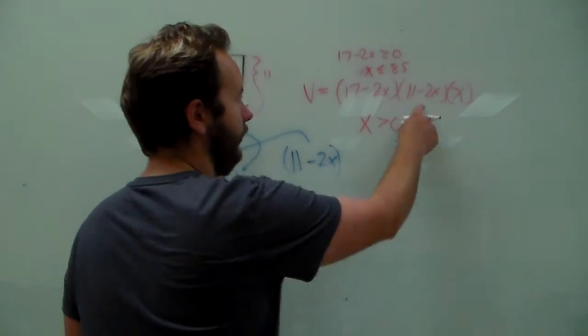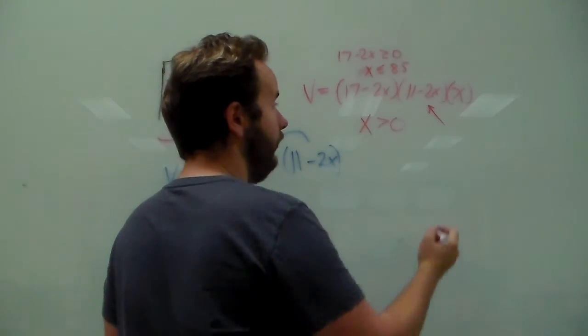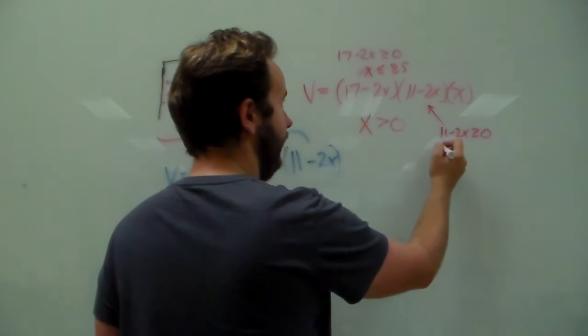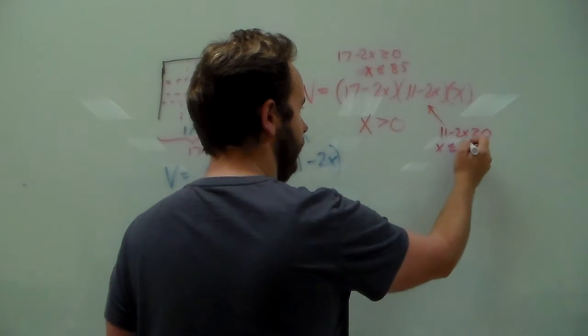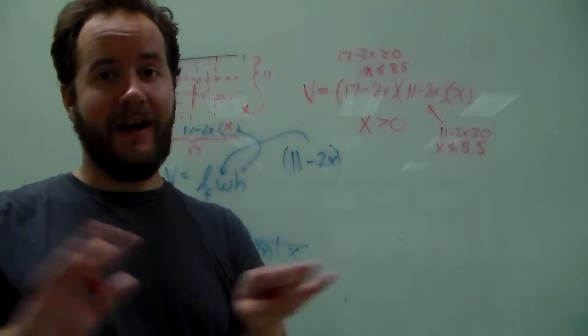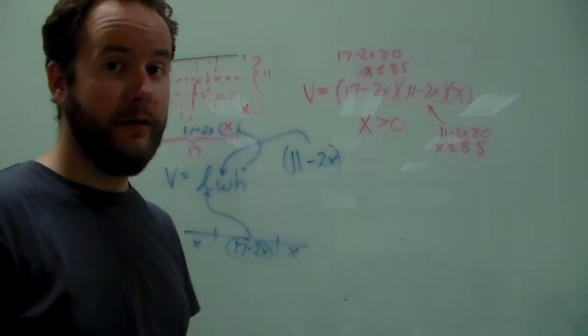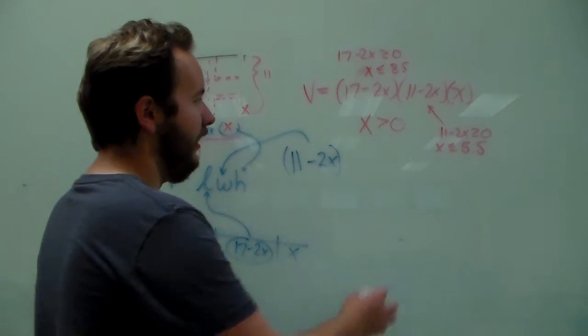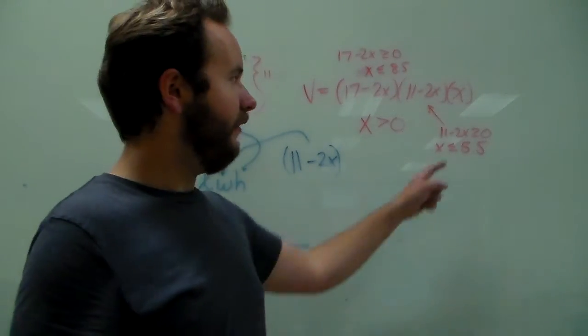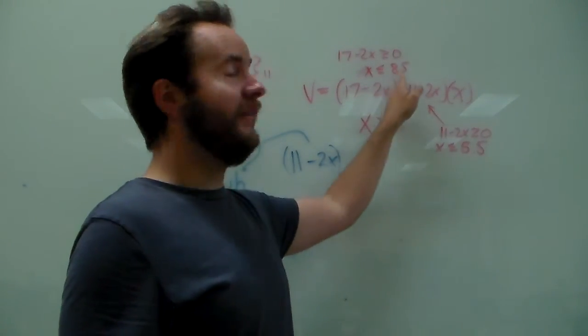All right, what about this side? This is the width. We take 11 minus 2x and set that greater than or equal to 0. That gives us x is less than or equal to 5.5. If x is anything larger than 5.5, the entire short side is destroyed. So x needs to be less than 5.5 and less than 8.5. Well, if it's less than 5.5, it's certainly going to be less than 8.5.